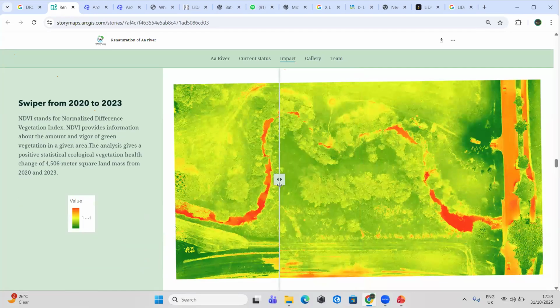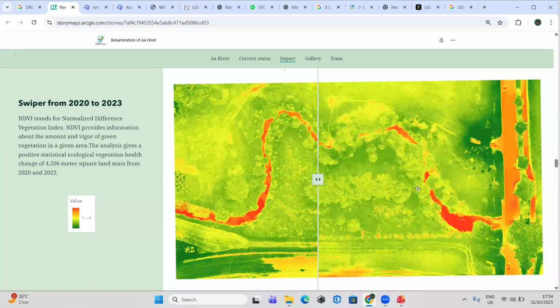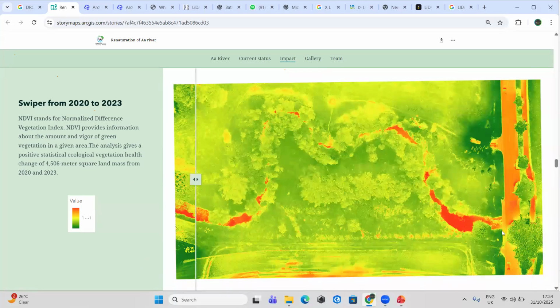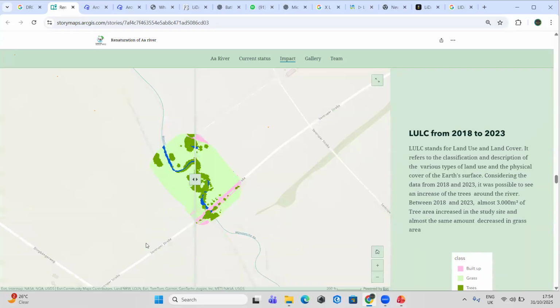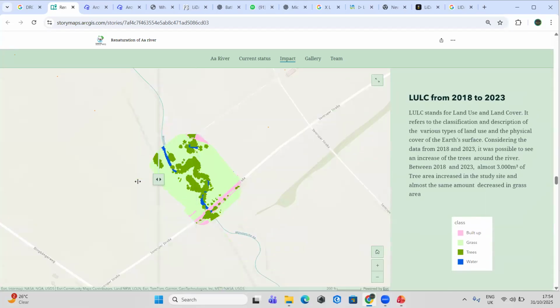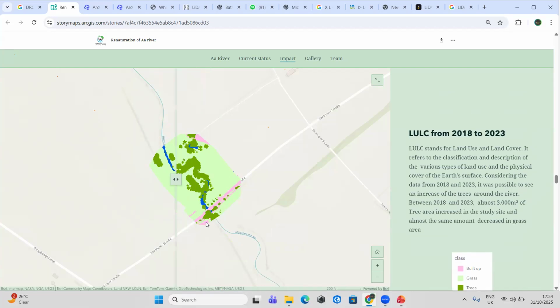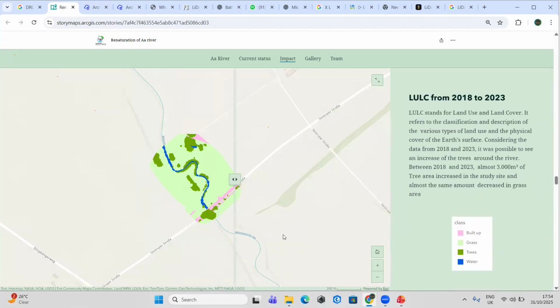Okay, so this is the NDVI visualization. There was crop, vegetation cover here, but it has decreased now. You can see the river has bloomed much. Similarly, there is something called LULC. For example, here you can make the inference that this area is now built up. They have built something here. It was not there before.